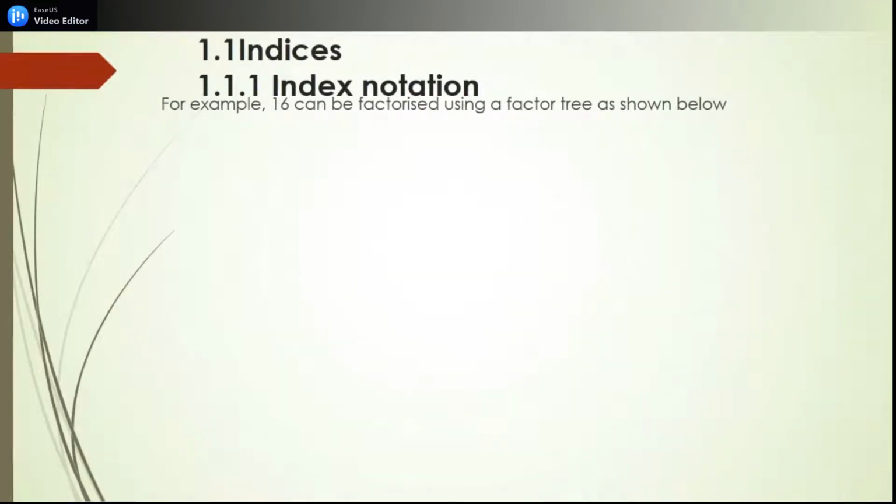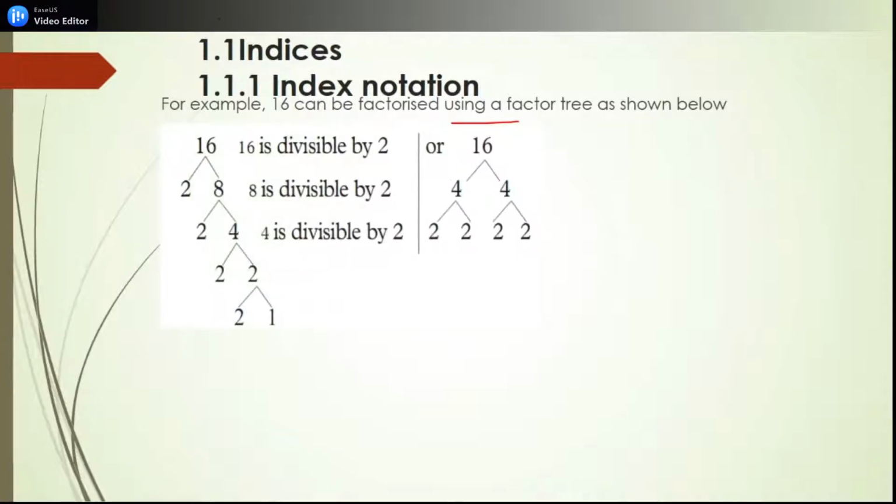For example, 16 can be factorized using factors as shown below. We have 16 divided by 2 is equal to 8. 8 divided by 2 is equal to 4. 4 divided by 2 is equal to 2. And 2 divided by 2 is equal to 1.